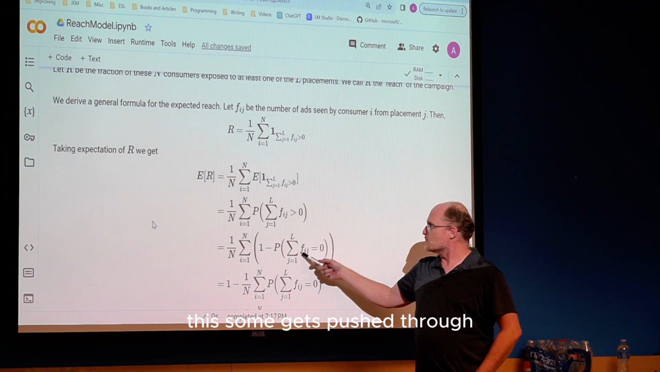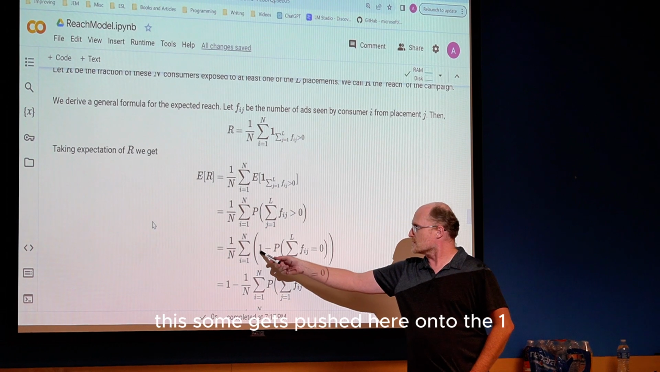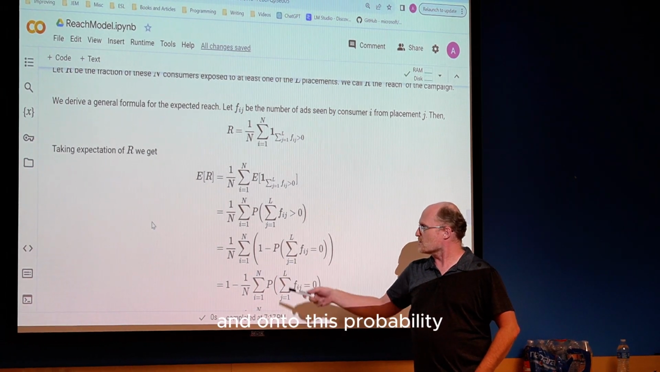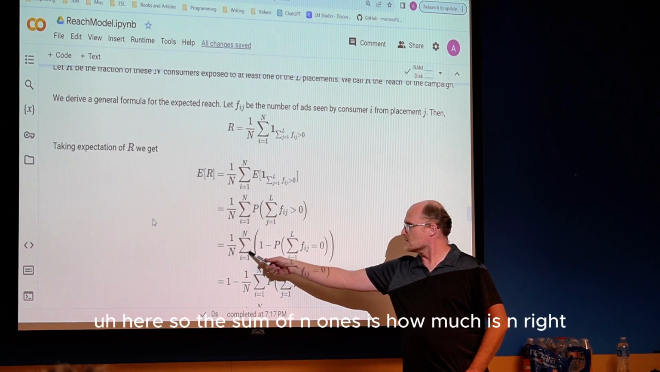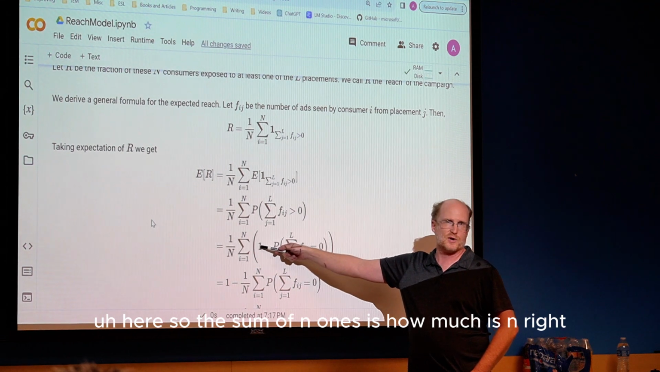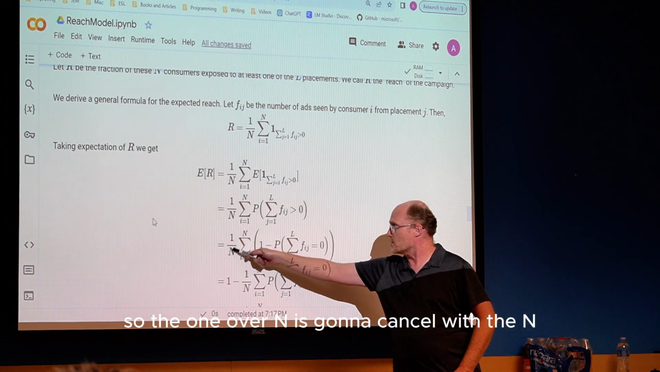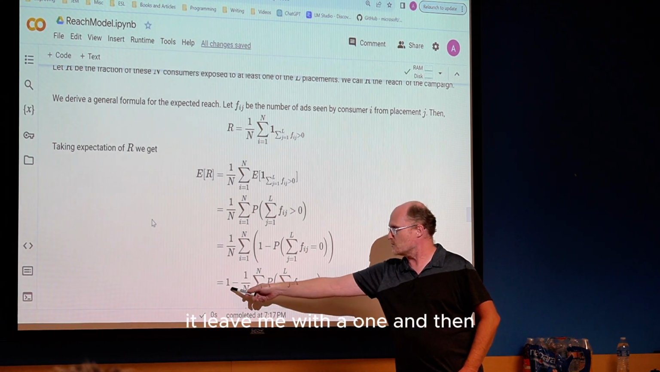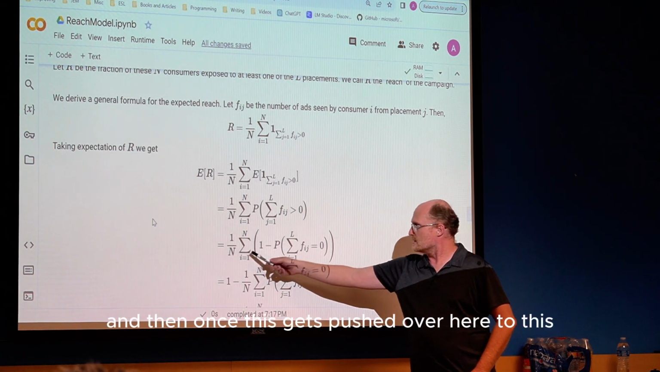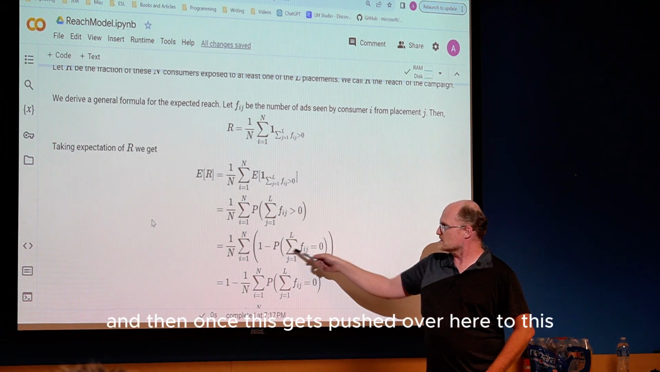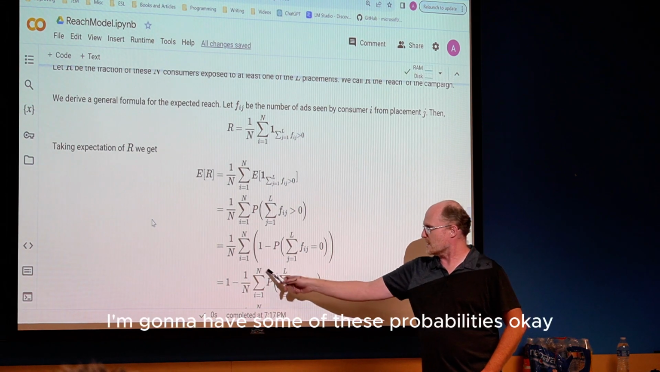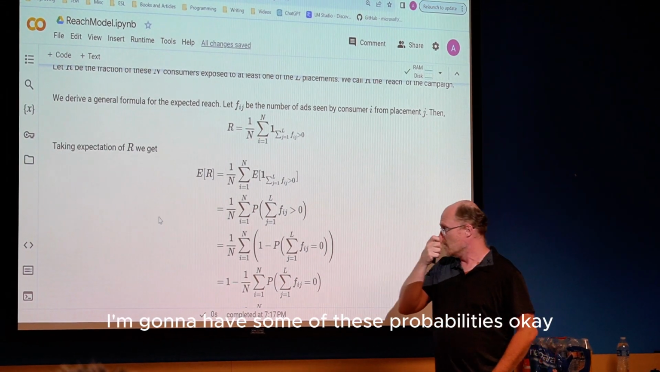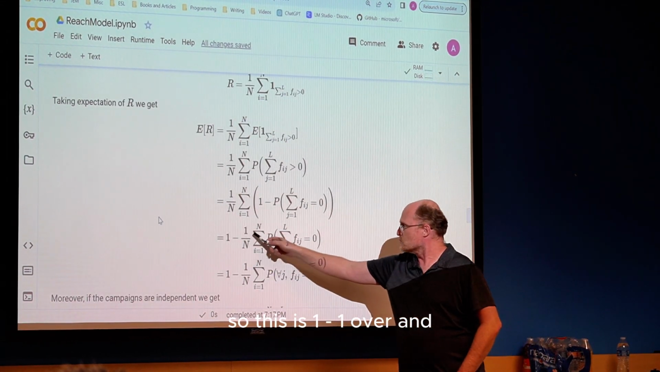This sum gets pushed through. Now I have a difference. This sum gets pushed onto the 1 and onto this probability here. The sum of n ones is how much? It's n, so the 1 over n is going to cancel with the n and leave me with a 1. And then once this gets pushed over to these probabilities, I'm going to have a sum of these probabilities. So this is 1 minus 1 over n.